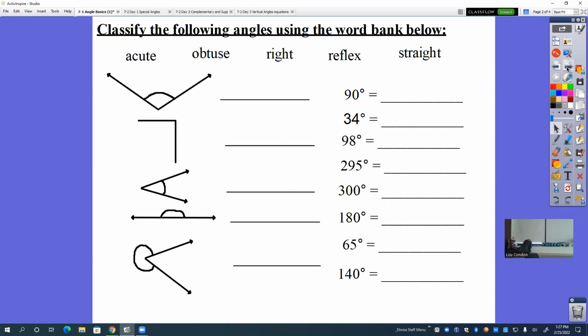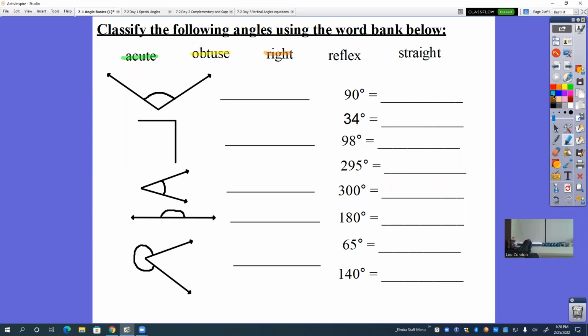So in this lesson, we're going to start by classifying the following angles using the word bank below. What we're talking about here is an acute angle. An acute angle is an angle measurement that is less than 90 degrees. An obtuse angle is when an angle measurement is greater than 90 degrees. A right angle is an angle that is exactly 90 degrees.